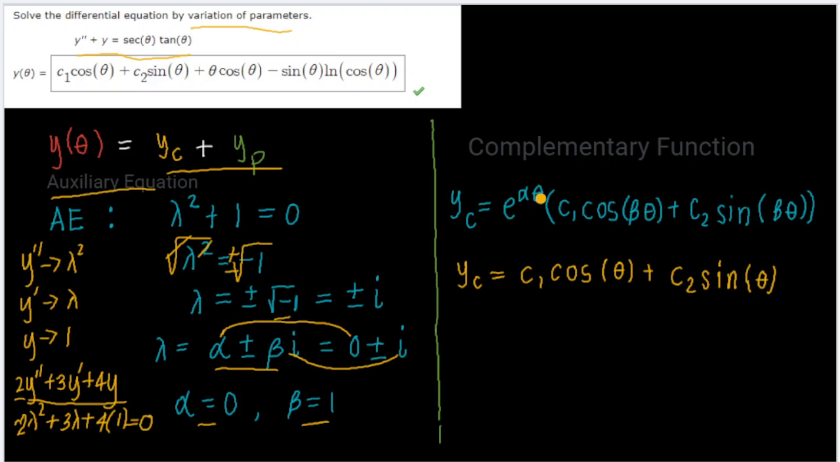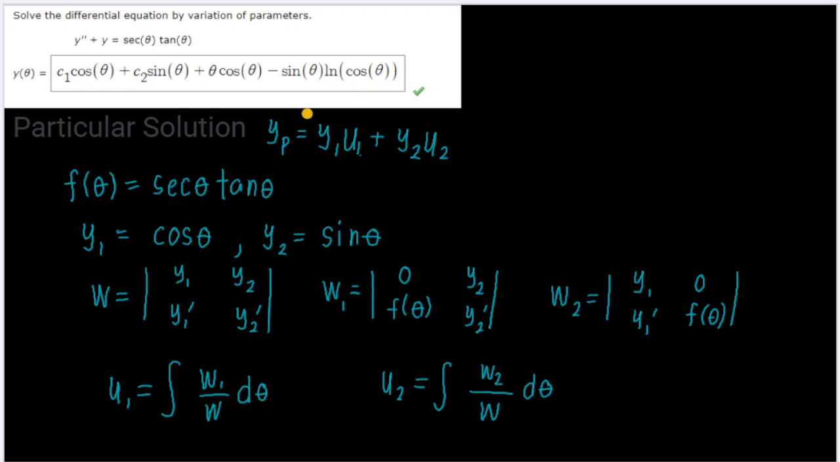yc is equal to e to the alpha theta. Our alpha is 0, that's why e to the 0 is just 1, and we can neglect this. Our beta, on the other hand, is 1, that's why we have our complementary function as c1 cosine theta plus c2 sine theta. Now we already have our complementary function, and let's find our particular solution to complete our general solution. To solve for our particular solution, we have this format, y1 u1 plus y2 u2. Our y1, we let this be cosine theta, and our y2 be sine theta.